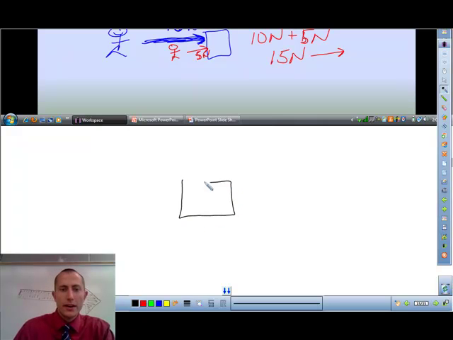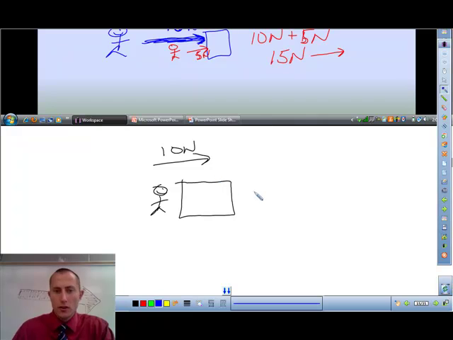Pretty easy there. But let's give ourselves a little more room here. Let's say we have our buddy here. He's pushing in this direction with a force of 10 newtons. But along comes his arch nemesis. He does not want him to push the box. That's an angry face. And so he's going to push to the left with a force, but he's not quite as big, with a force of 8 newtons.